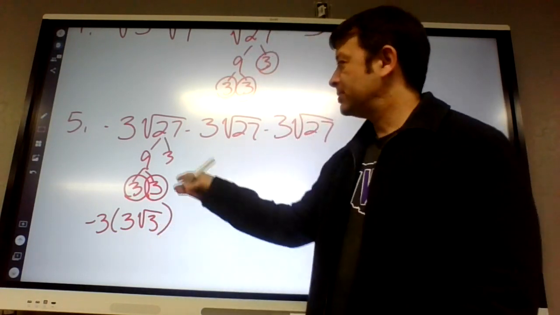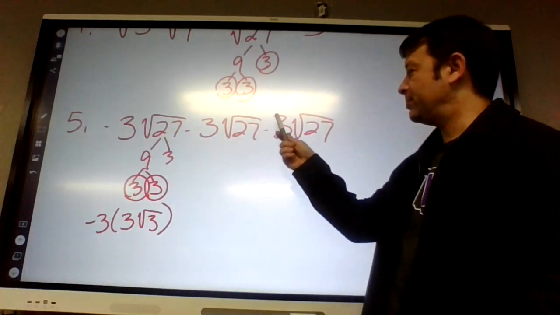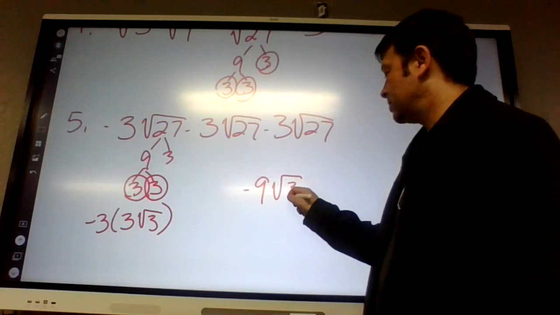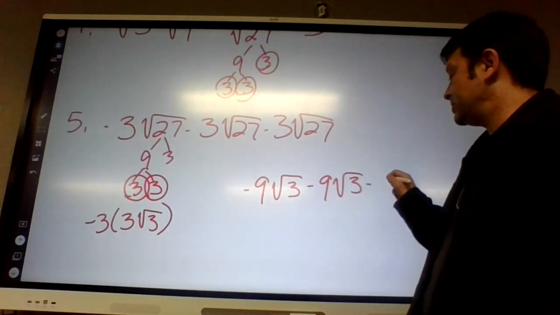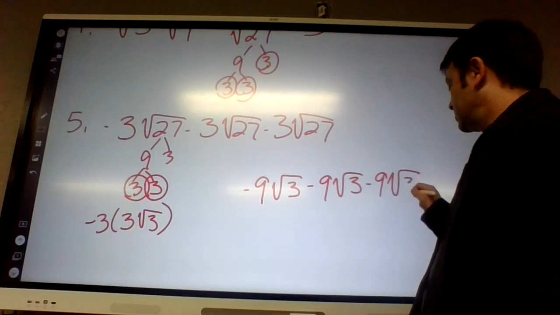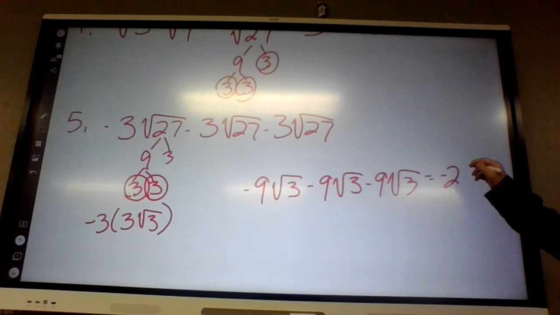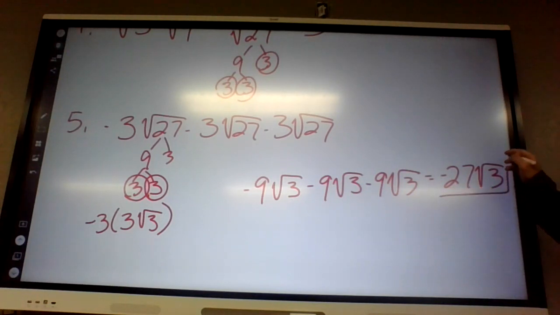Right. So really all these are negative 9 square root of 3, minus 9 square root of 3, minus 9 square root of 3. Or it's kind of like negative 9 square root of 3 times 3. Do you guys know what it's going to be? Negative 9 minus 9 minus 9 is negative 27. That's it.